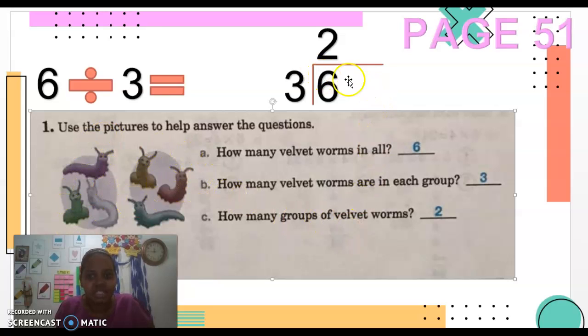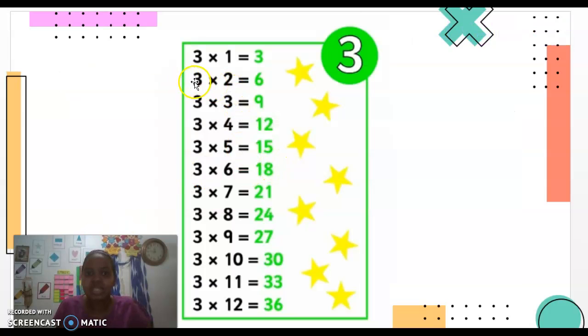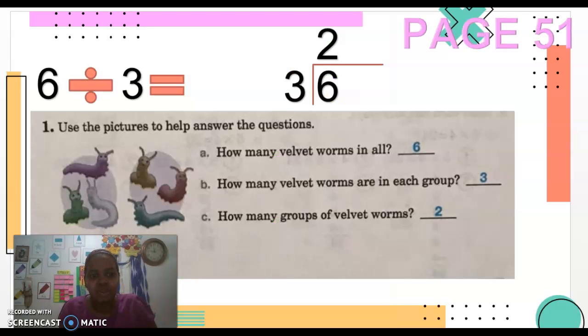So that means that 6 can be separated 2 times into 3 parts. If we split the number 6 2 times, we're going to get 3 and 3. How can we know this? Because of the table. The 3 times table tells me that 3 times 2 is equal to 6. That's why you have to know the tables. So hope you understood. We have 2 different ways of multiplication. You can write it in this form or you can write it in this other form.